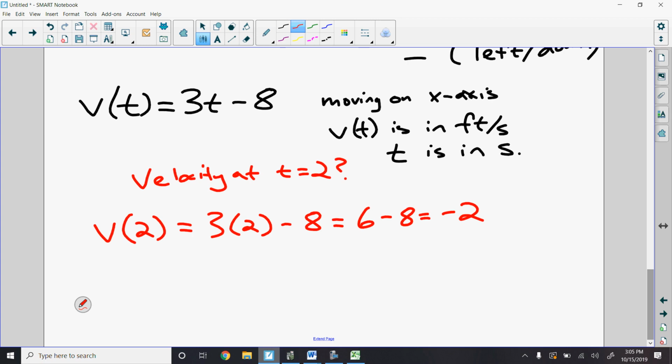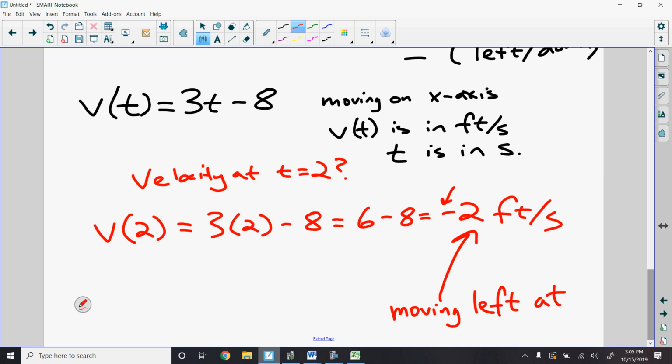So we get v of 2 equaling -2 here. Our units would be feet per second. And what this means is, because this is a minus here, we are moving left at a rate of 2 feet per second. Now, that doesn't mean you're left of the origin. You could be right of the origin and moving left, or you could be left of the origin and moving left. All it means is we're moving left at 2 feet per second.